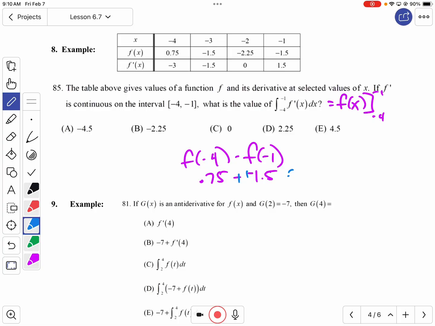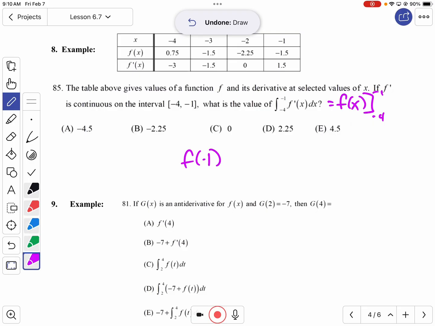Oh, wait, I did it backwards. Did I do it backwards? I think -1 is on top. Yep, I did. I was like, wait a minute, I did it backwards. Okay, here we go. -1, there you go, it's on top. Perfect, Newton. Minus f at -4, there we go. We pull it from just the f column.